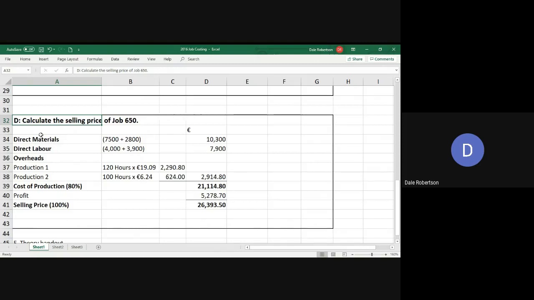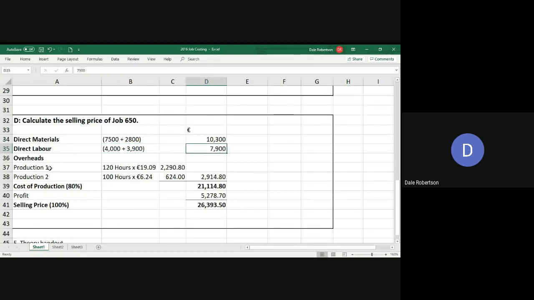So the materials is quite easy here. There are 3 parts here. Perhaps I should highlight these. It is materials, labor, and overheads, exactly the same as it was in production budgeting, except in production budgeting we had fixed and variable overheads, and we had material X and Y perhaps, but it's the same principle. So the materials are given to you. It is 7,500 and 2,800, and we just total that up to get 10,300. The labor is given to you, 4,000 and 3,900, and you total that up to get there.